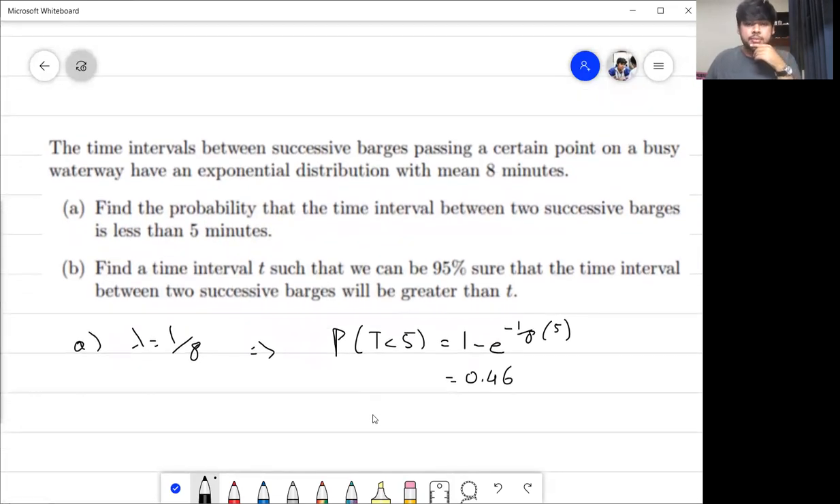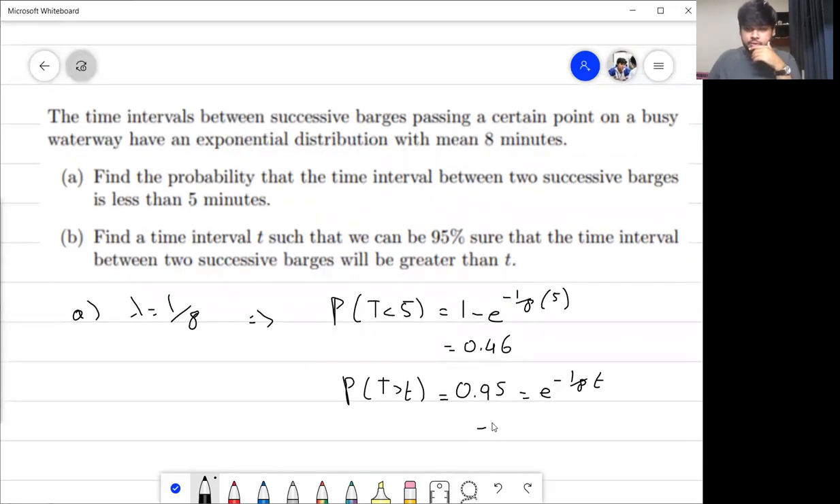Part B says find the time interval t so that we can be 95% sure that the time interval between two successive batches will be greater than t. Essentially the question is saying, find a value of t such that the probability of any value greater than t is equal to 0.95, right? I know the formula is e to the power minus 1 upon 8 t, right? So ln on both sides would imply that minus 1 upon 8 t is equal to ln 0.95. Let me calculate the value.